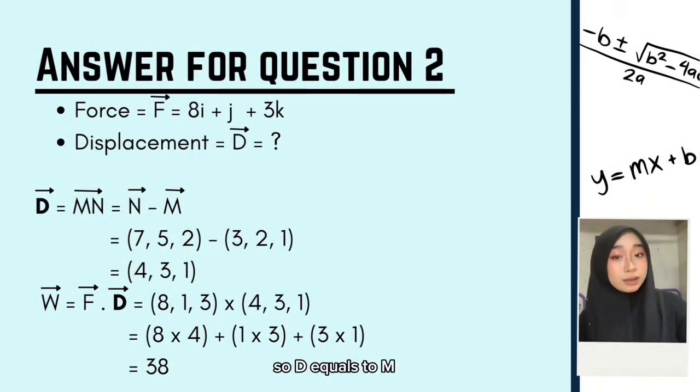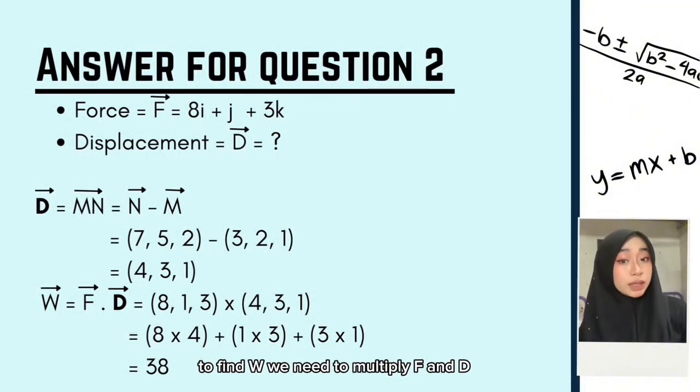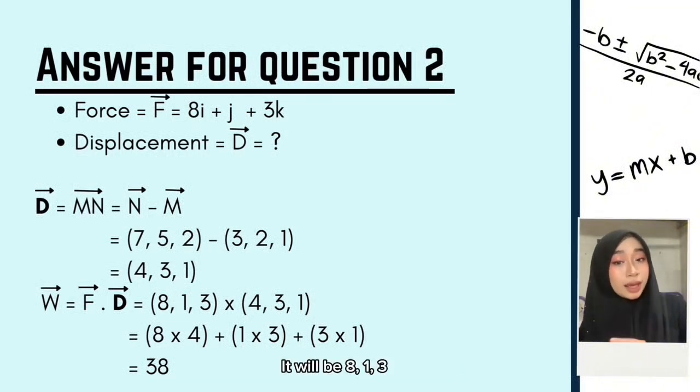So D equals MN, which equals N minus M. So (7,5,2) minus (3,2,1) equals (4,3,1). Now we already have the displacement, so we can find the work done. To find W, we need to multiply F and D. It will be (8,1,3) multiplied by (4,3,1) equals 8 multiplied by 4 plus 1 multiplied by 3 plus 3 multiplied by 1. And the answer is 38.